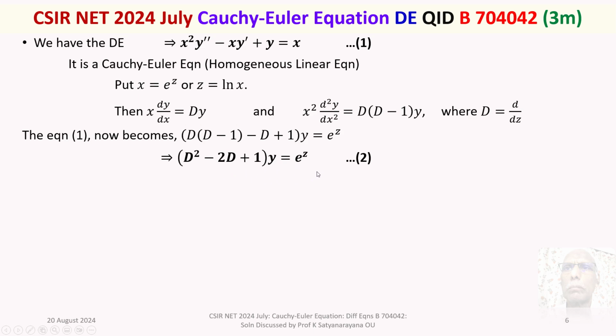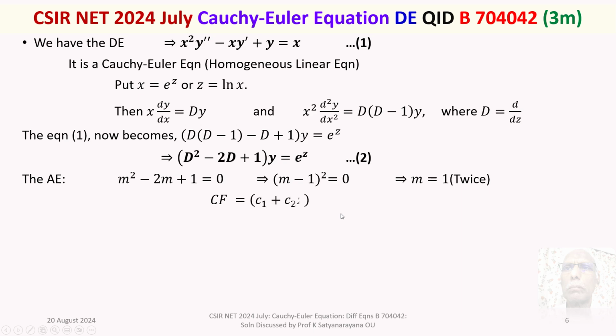To solve this one, first we write down its auxiliary equation. The auxiliary equation is m square minus 2m plus 1, which is (m minus 1) whole square equal to 0, so m is equal to 1 twice. So when m is equal to 1 twice, we write down its complementary function as (c1 plus c2 z) whole into e to the power z.